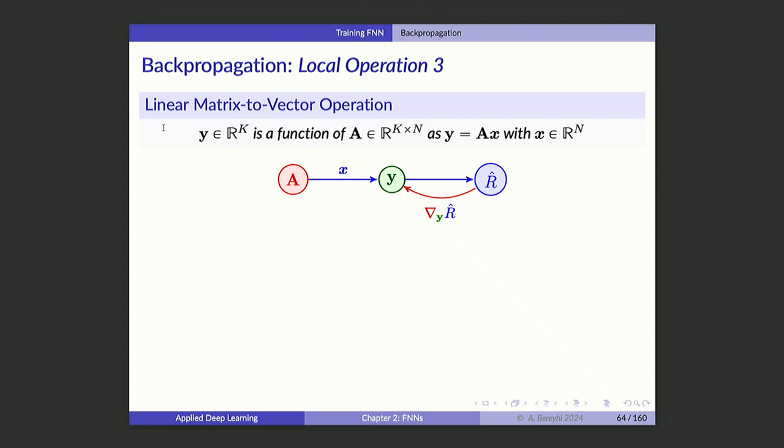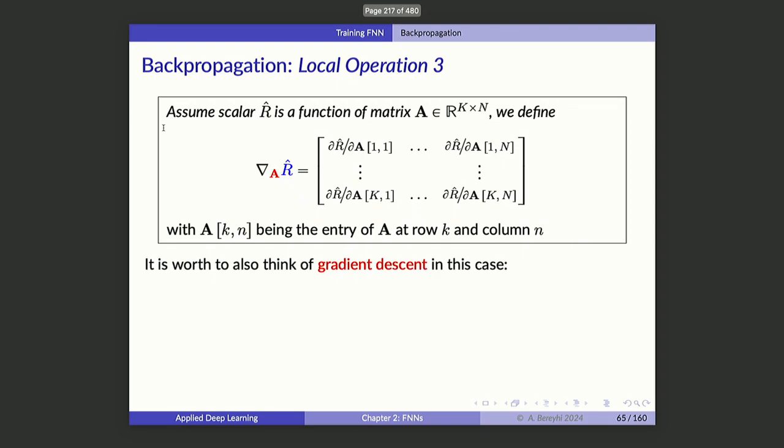Then the last local operation we discussed was that we start from one matrix A. So A is now the variable. We multiply it by x. X is now the transform. So A times x is giving us y. And then this y is passed through something. Again, we don't care. It gives us r hat. And now what we do have is the gradient of r hat with respect to y. What we are interested in is the gradient of r hat with respect to this matrix A. And how do we calculate that again? Outer product. Great. So we do the outer product here.